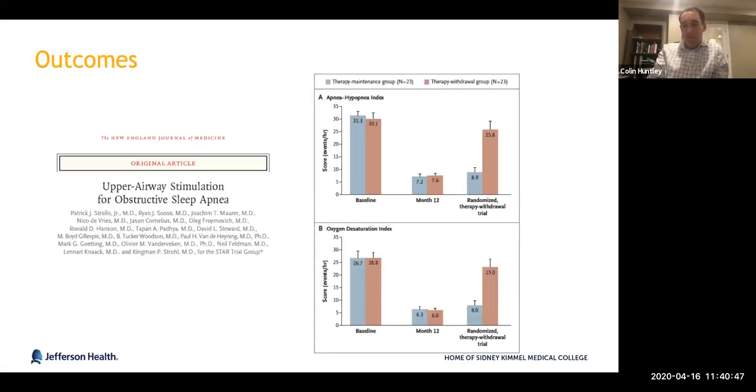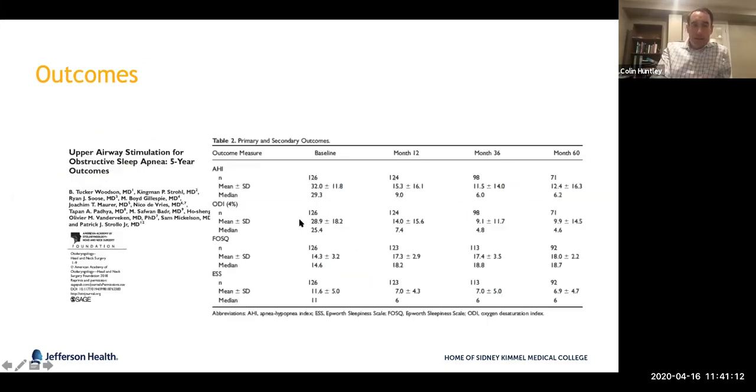So what are the outcomes? This was the original paper that came out in 2014. This is the STAR trial that was published in the New England Journal. This had 126 patients in it initially, and you saw a pre-op AHI of 31 drop to 7 or 7.5 at the post-op visit 1 year later, and a similar drop in the ODI, or oxygen desaturation index.